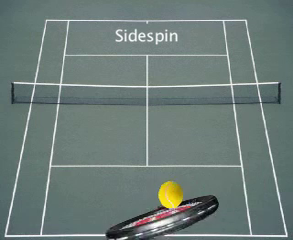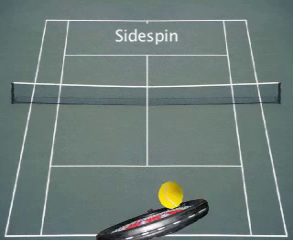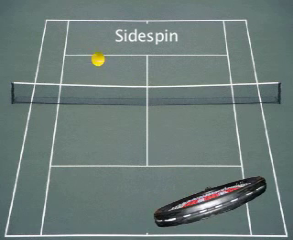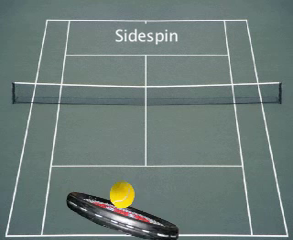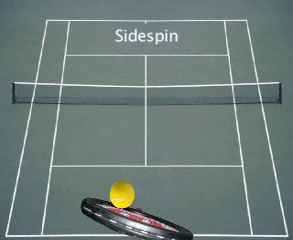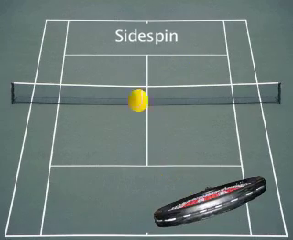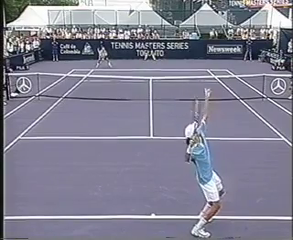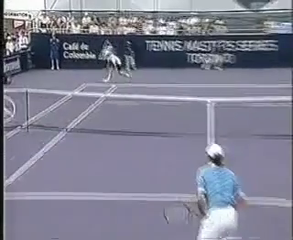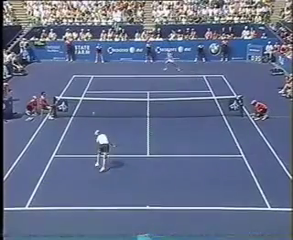Side spin is when the ball rotates on a horizontal plane, like a globe of the Earth on a stand. It's the only spin that can rotate in 2 different directions. Side spin is produced when the racket travels from right to left or left to right across the ball. Its main characteristic is that the ball can curve to one side or another.